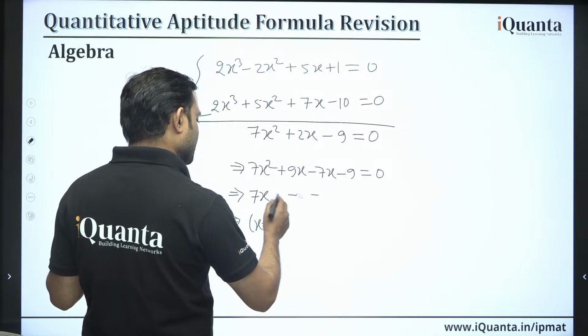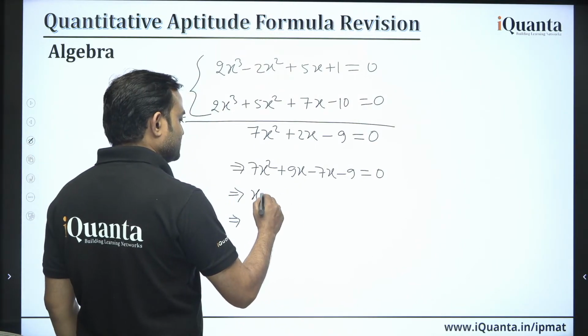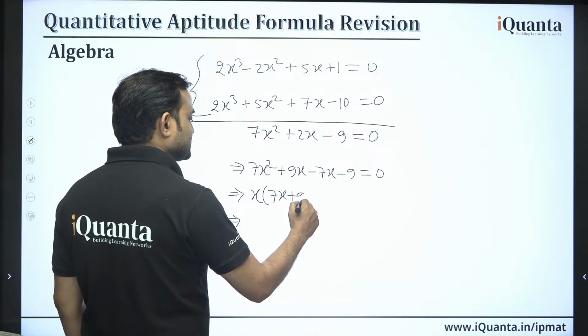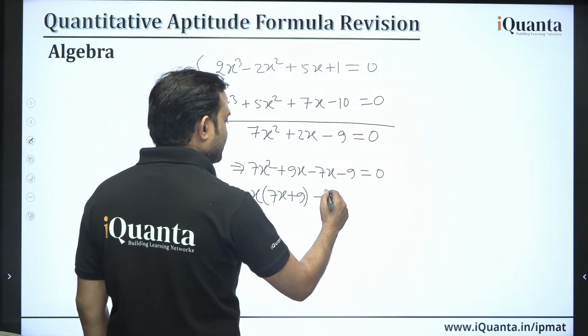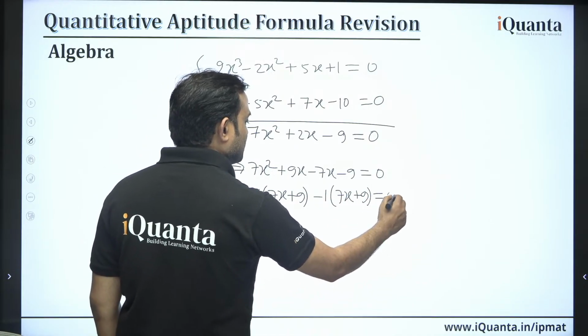This should be x common here. We should take x common here. Then it will be 7x plus 9. Then we took minus 1 common here. Then we get 7x plus 9 is equal to 0.